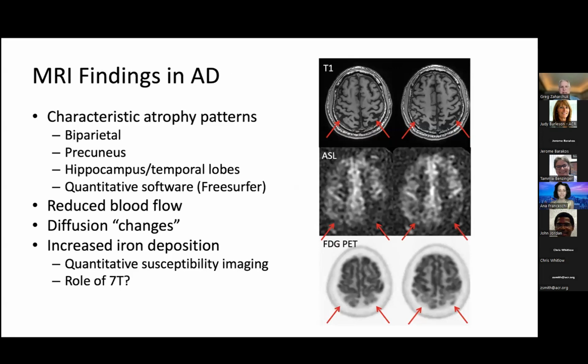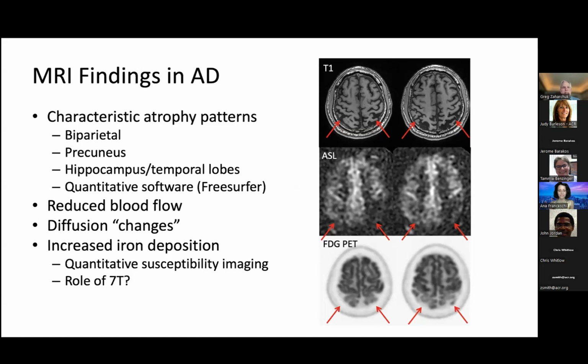There are characteristic atrophy patterns, as I've shown here in the biparietal areas and the precuneus. Often the atrophy is a late finding. So by the time you see this, usually there's no question about a diagnosis. There is some quantitative software, both freeware called FreeSurfer and others from companies, that can be used to quantify this.